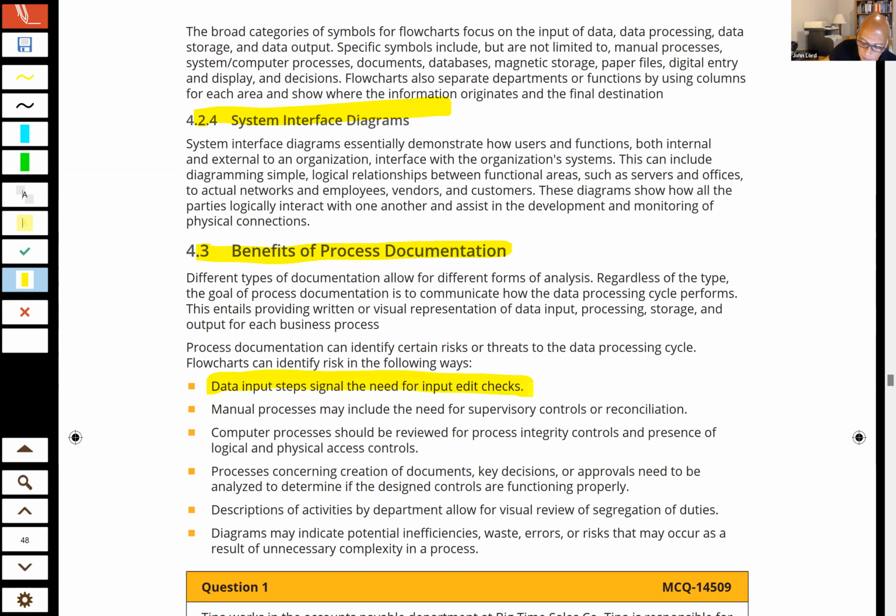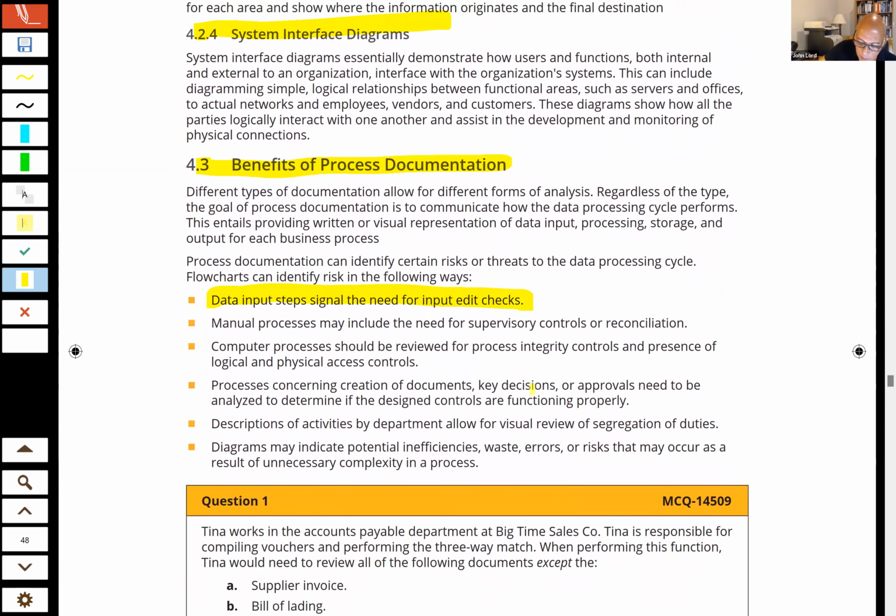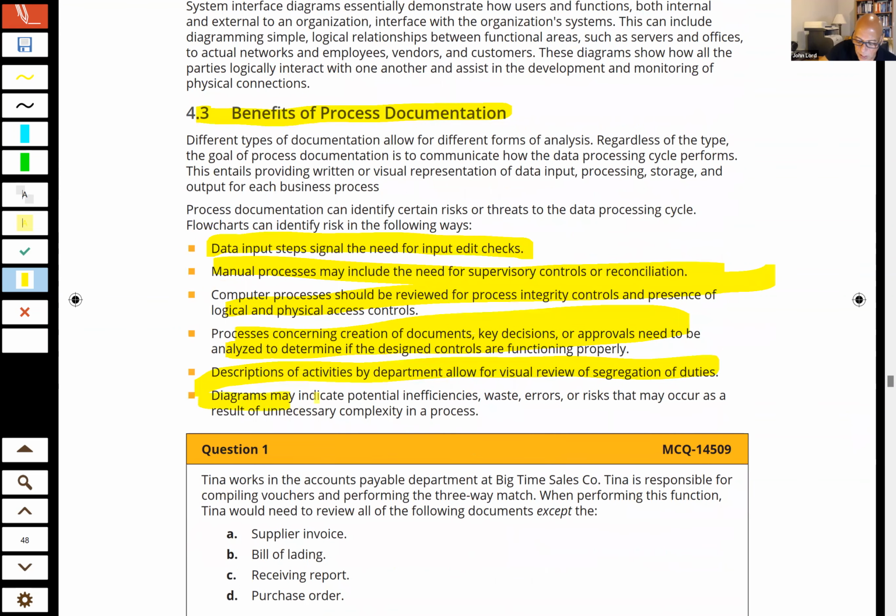But the benefits are data input steps that need to have input checks, manual processes, computer processes, processes concerning creation of documents, description of activities by department, allow for visual review of segregation of duties. Diagrams may indicate potential inefficiencies, waste, or errors. Flashcard that. Often when I see the word benefit versus risks, I ask for a flashcard on that because I can see a potential essay question coming.